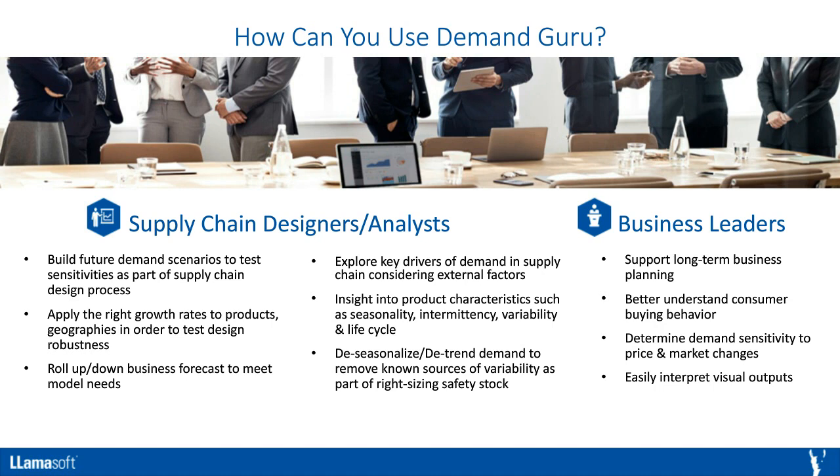Like we've talked about, the key highlights here are the ability to quickly build out future demand scenarios to test sensitivities, or applying the right growth factors to products and geographies in order to test design robustness. We can explore key drivers of demand by considering external factors from our data cube. We can look at key product characteristics like seasonality, intermittency, trend, and so on. And finally, being able to de-seasonalize and de-trend your demand to remove known sources of variability as part of right-sizing safety stock. From a business leader's perspective, we want to be able to enable and support the long-term business plan and strategy.